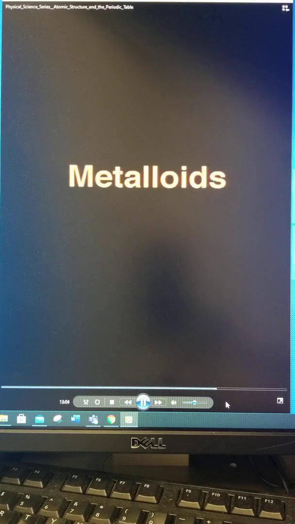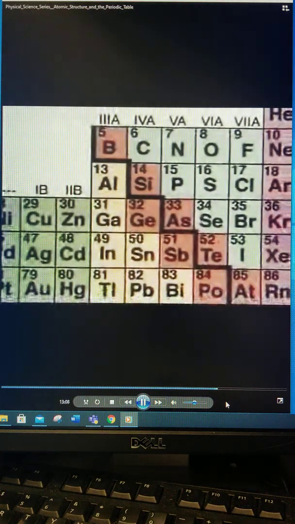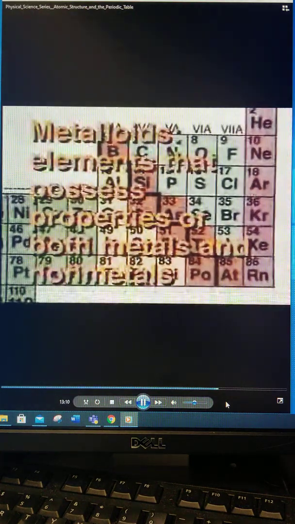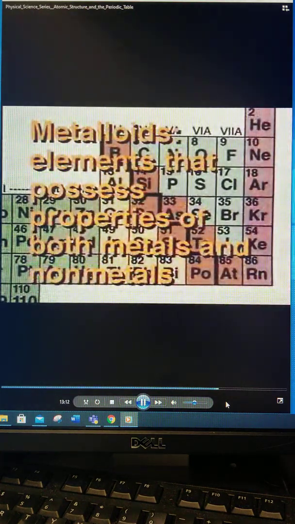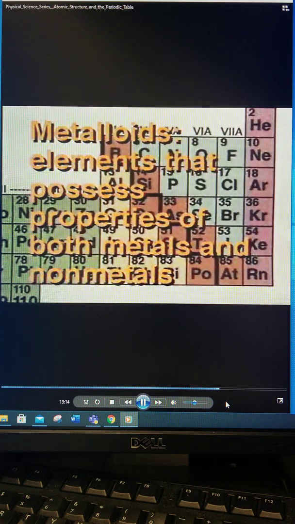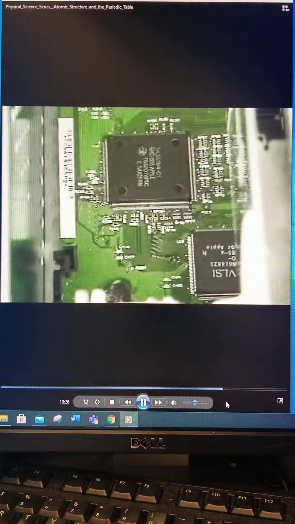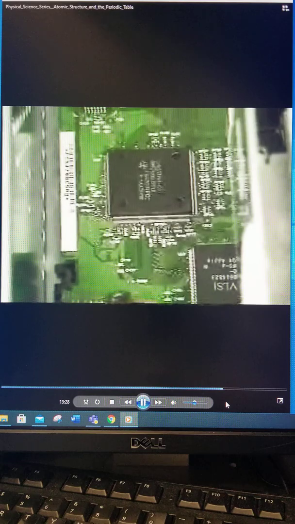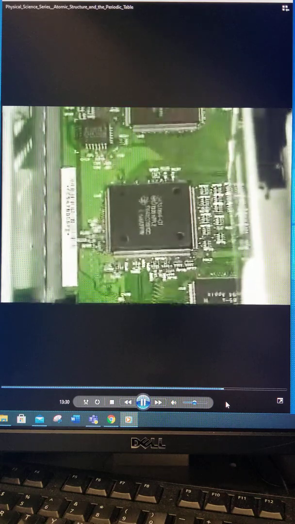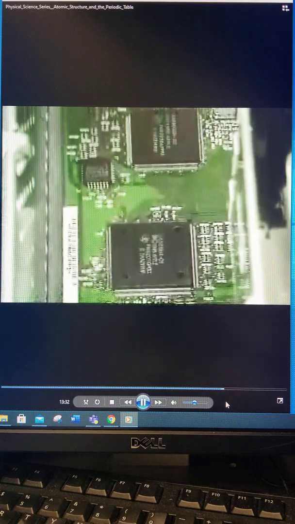The elements highlighted in orange, just to the right and left of the staircase line, are called metalloids because they have properties of both metals and nonmetals. Metalloids are solids that conduct heat and electricity better than nonmetals, but not as well as metals. Silicon is one such metalloid that is used in computers. It is valued in computers because it is a semiconductor, meaning it is somewhere between a conductor and an insulator of electricity.